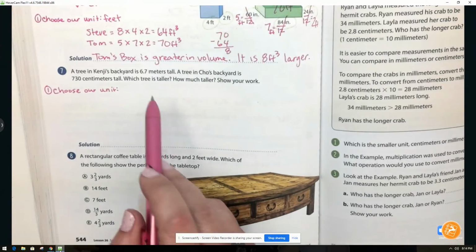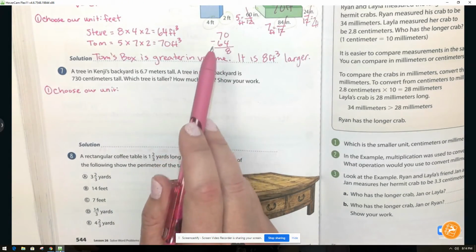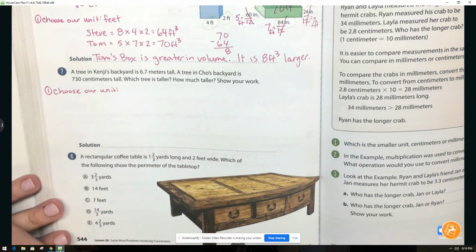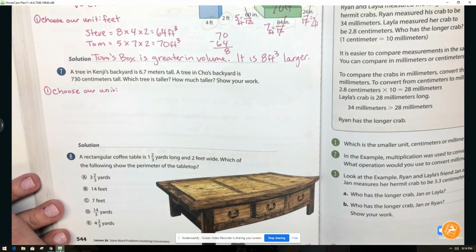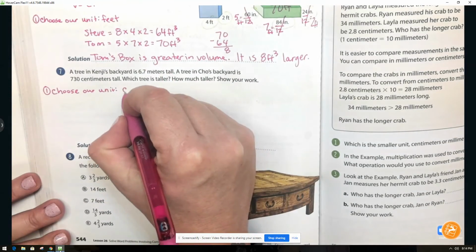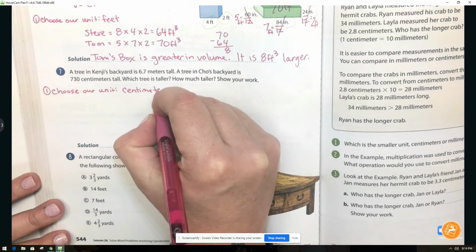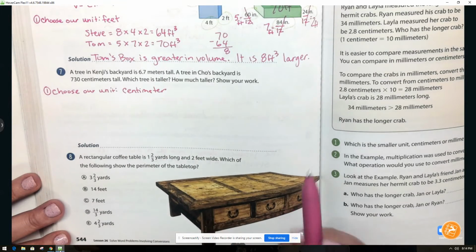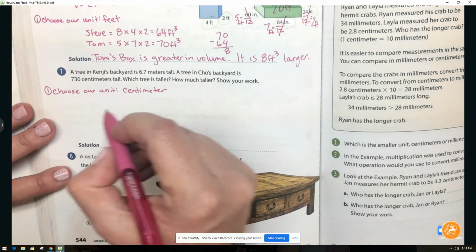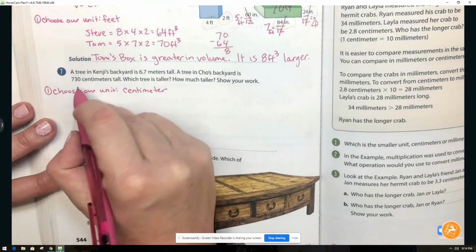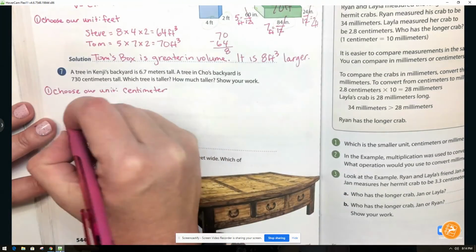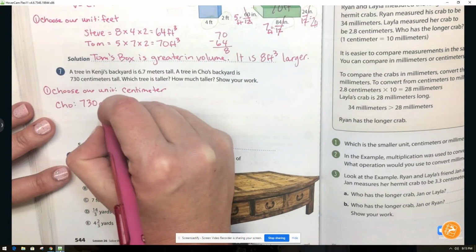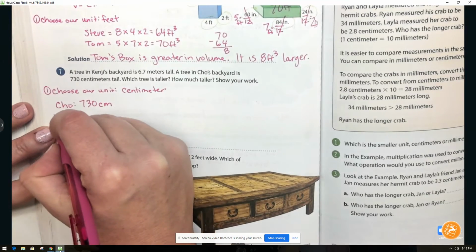Now, since I chose to go to the larger unit in number 6, I'm going to go ahead and choose to go to the smaller unit in number 7. So what is the smaller unit, a meter or a centimeter? That's right, a centimeter. So I'm going to go ahead and turn both of these units into centimeters. So we know that in Cho's backyard the tree is already 730 centimeters. So we don't need to worry about doing anything with Cho because his is 730 centimeters. But we definitely need to figure out what Kenji's is.